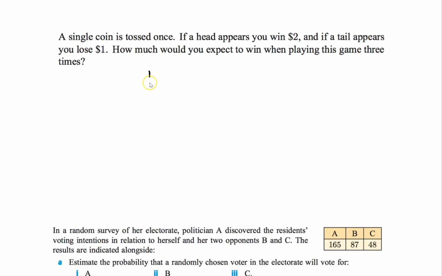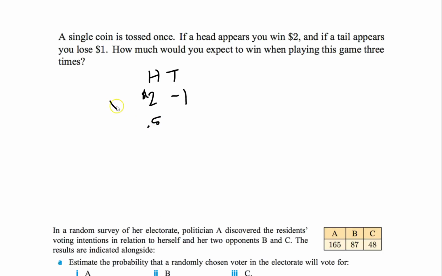So we're tossing heads and tails. If heads appears, you win $2. If tails appears, you lose $1. How much do you expect to win when playing this game 3 times? So first, let's talk about one time. Right? Heads, tails. Odds of getting heads is 50%.